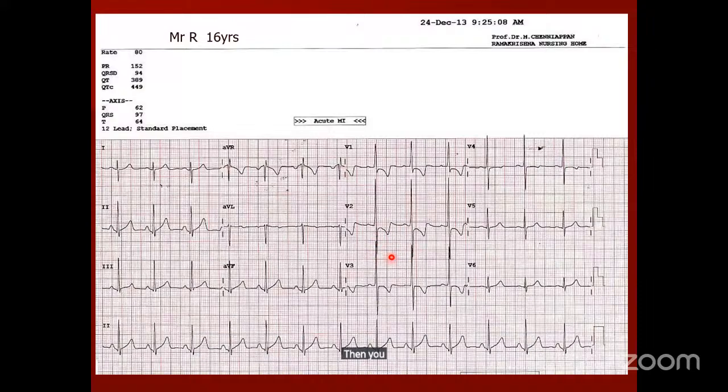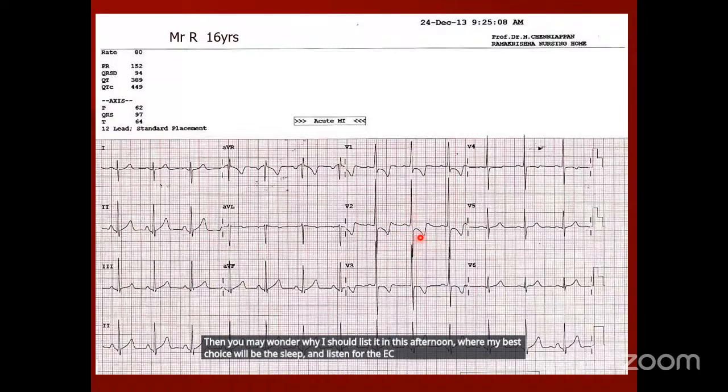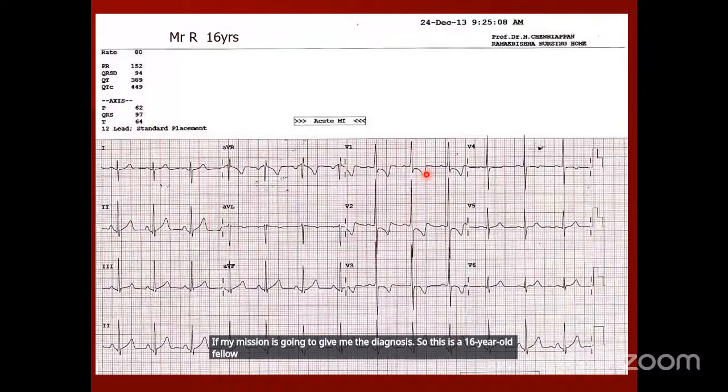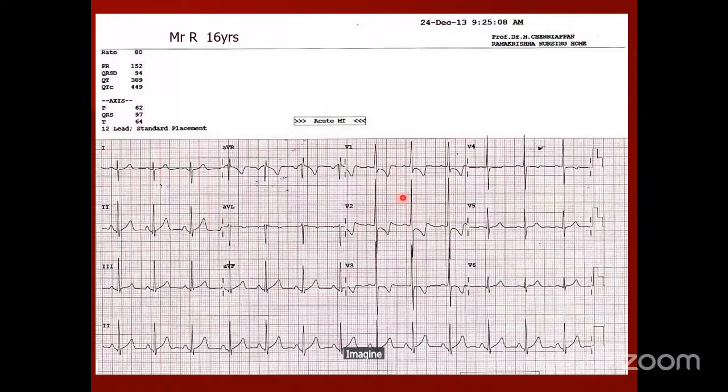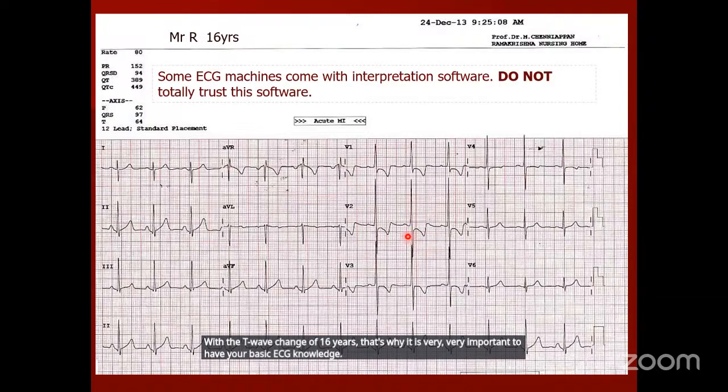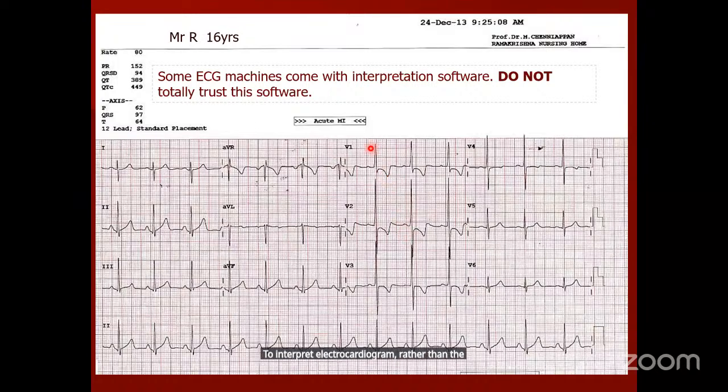Then you may wonder why I should sit here this afternoon, when my best choice would be to sleep, and listen to ECG for 2 hours if my machine is going to give me the diagnosis. This is a 16-year-old, and he has some T-wave changes here, and the electrocardiographic machine computer is calling this an acute myocardial infarction. Imagine the consequences if you thrombolyse this patient or give anticoagulants for a T-wave change at 16 years. That's why it is very important to have your basic ECG knowledge to interpret the electrocardiogram, rather than relying on the diagnosis given by the ECG computer.